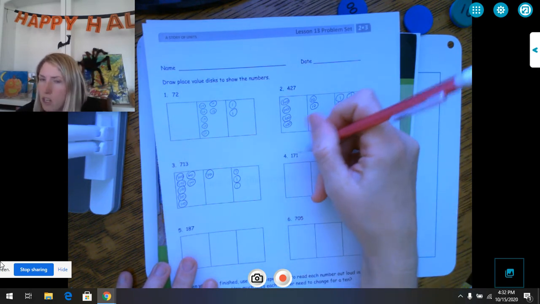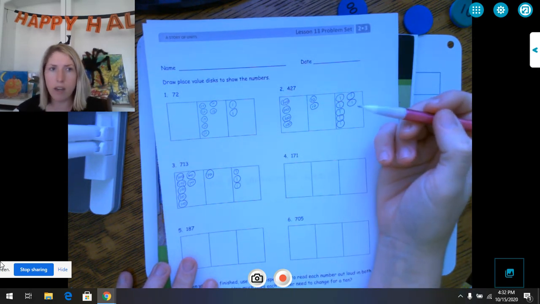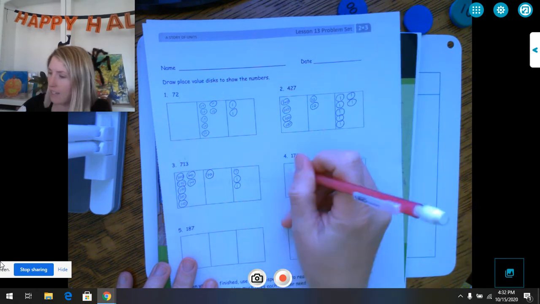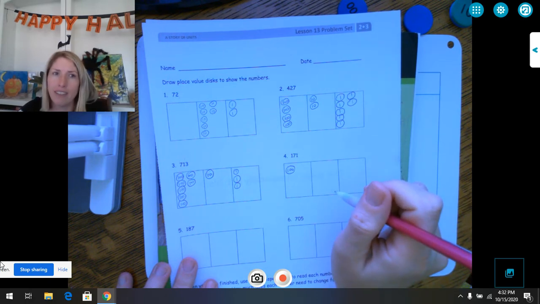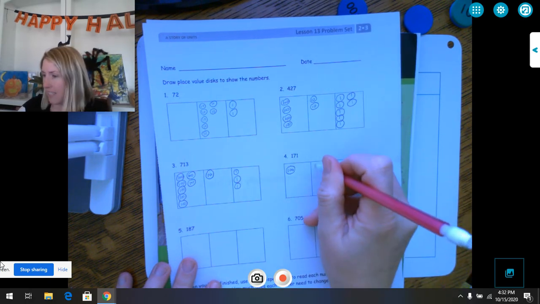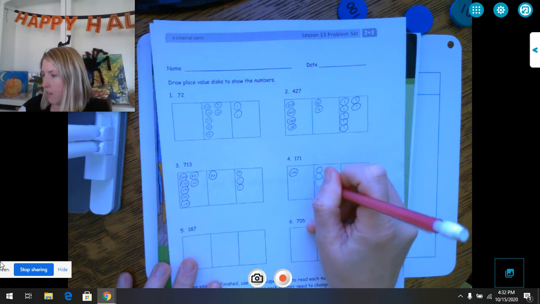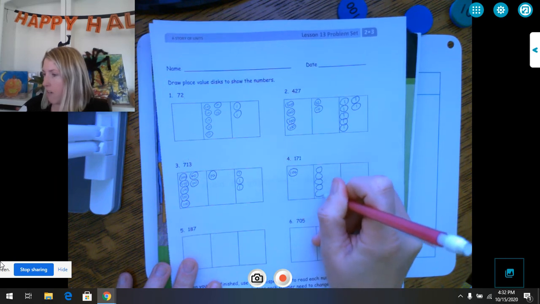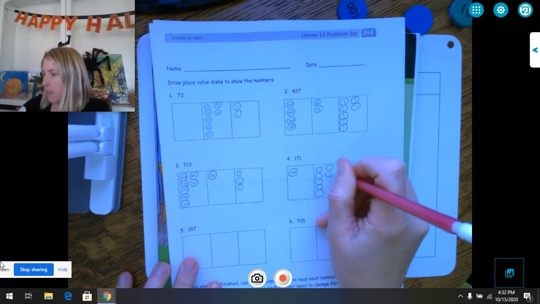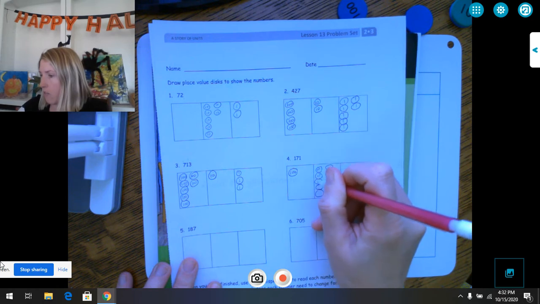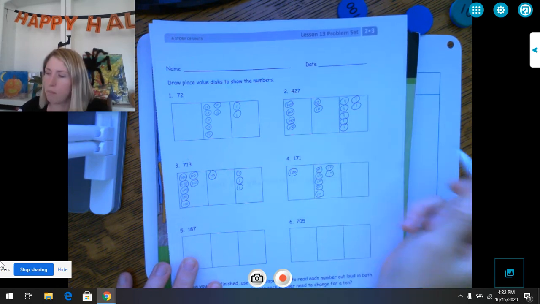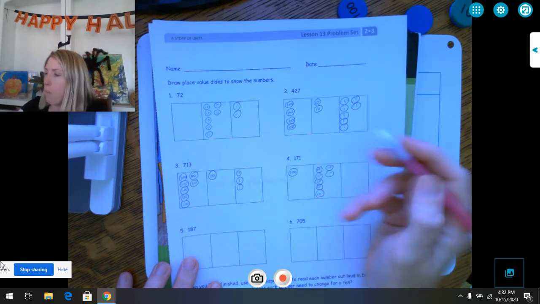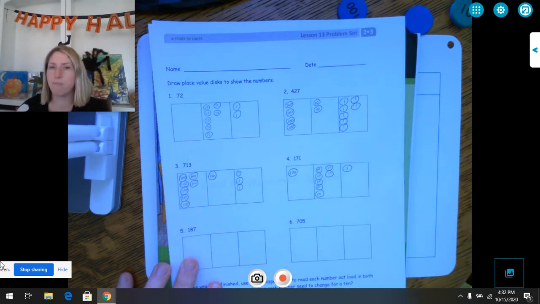Next, 171. So how many hundreds are in 171? 1. Just 100. How many tens are in 171? 7 tens. 1, 2, 3, 4, 5, 6, 7. We're going to put a 10 on each of those to show that they each represent a 10. And then we have 1 little 1.